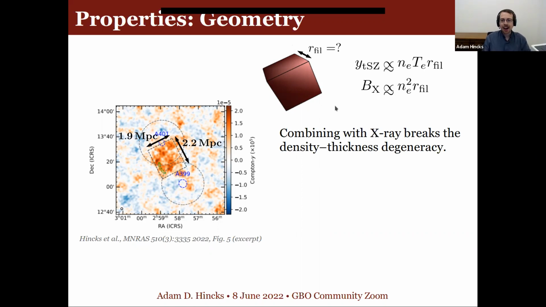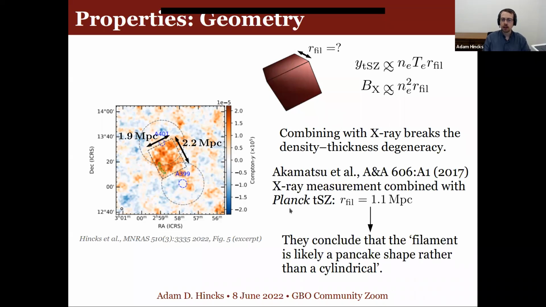This was done a few years ago now, back in 2017, by Akamatsu et al. They combined their X-ray measurement with the Y signal from the Planck map that I showed earlier, and they found that the thickness along the line of sight was only about 1 megaparsec, which is smaller than these transverse dimensions. So they concluded that it was squashed along the line of sight, and they said it had a pancake shape.